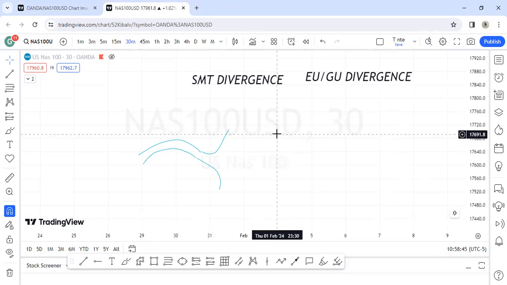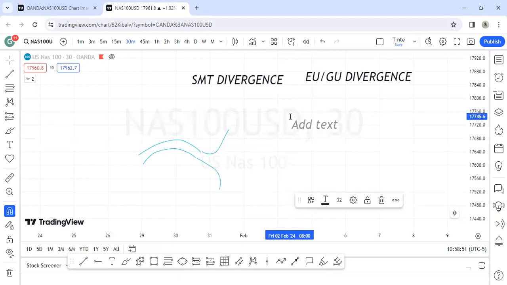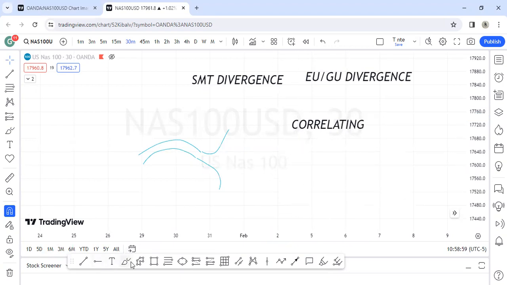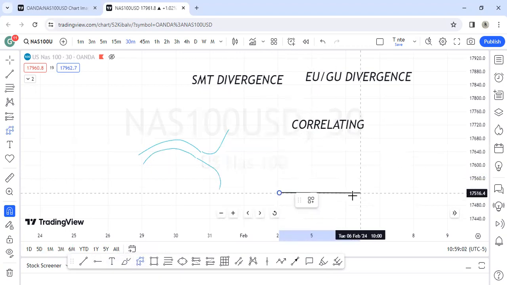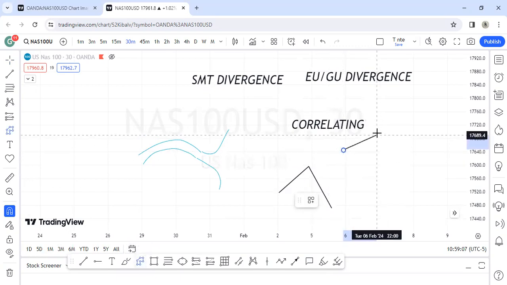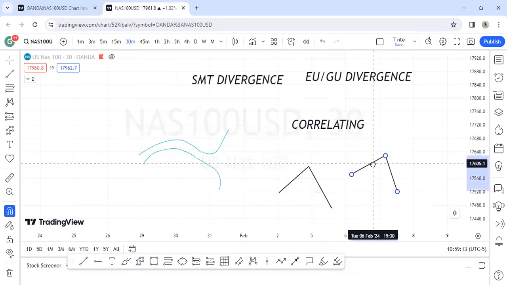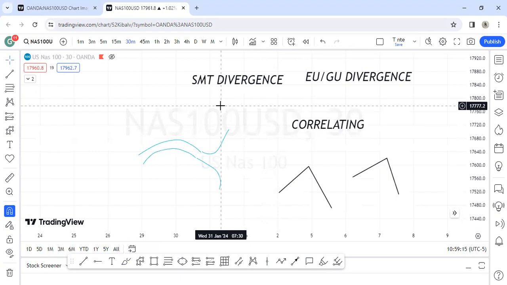Now, you have to understand that EU and GU are correlating assets. Correlating simply means that EU and GU tend to move in the same direction. When EU is going down and making lower highs, if you check GU, it is also making lower highs and lower lows. When GU is going up, EU is going up. Most times they move in tandem, which simply means in alignment.